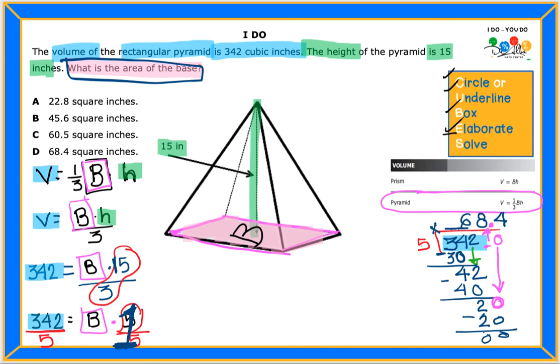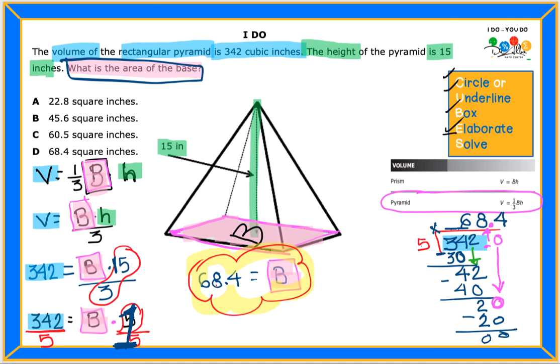See that, guys? When I divided 342 by 5, we got 68.4 equals the capital B, that is the area of the base that we've been looking for. Can you see this value in the answer choices? Awesome. So I'm going to put this here so we can identify it, guys. And then the units: we're working with inches, and the capital B is area, so this will be square inches. And the answer is letter D. Awesome. Thank you so much.